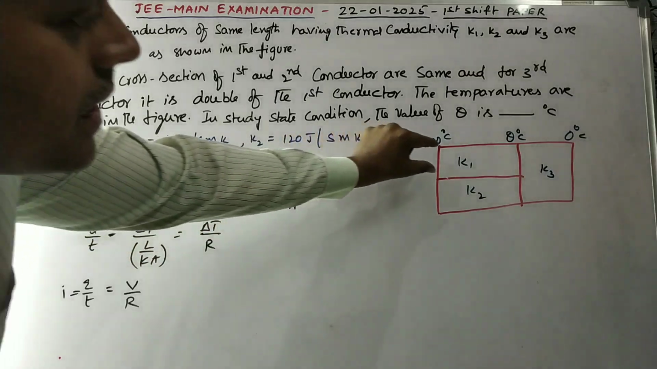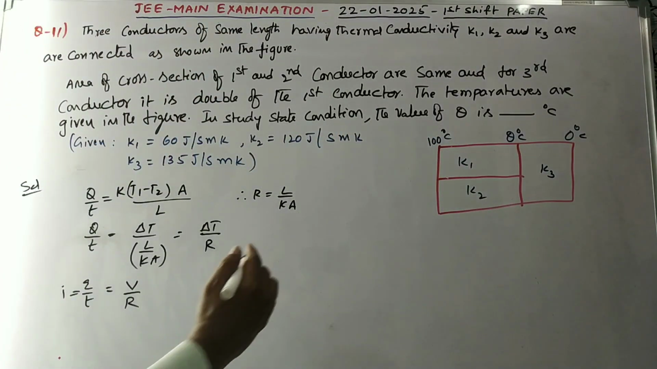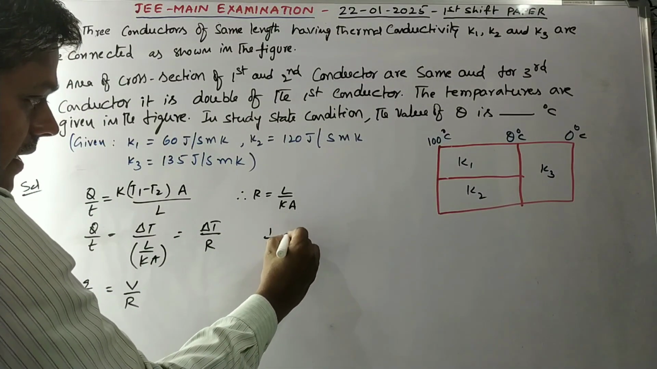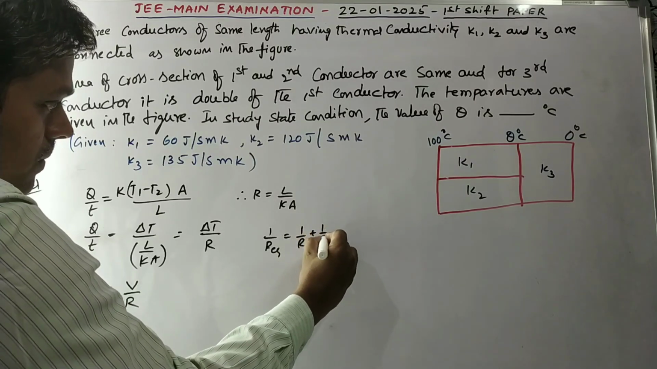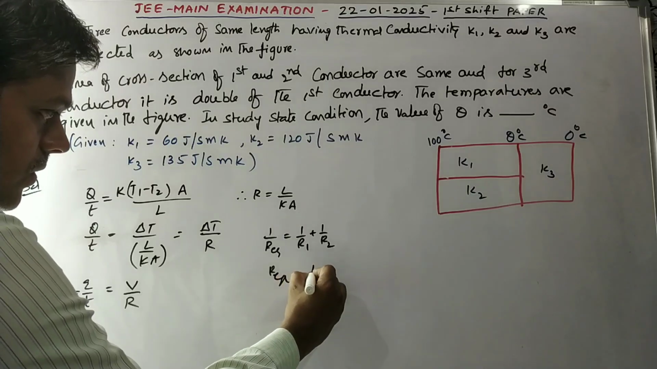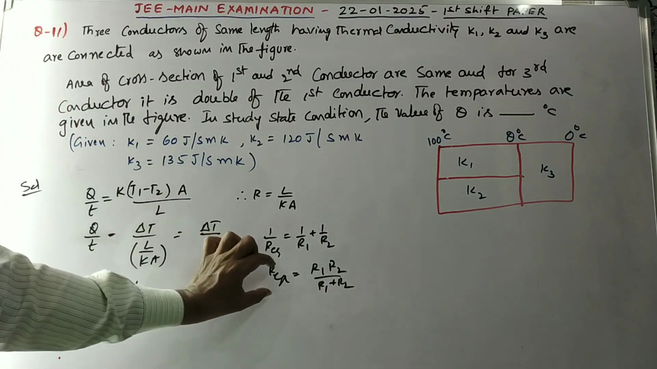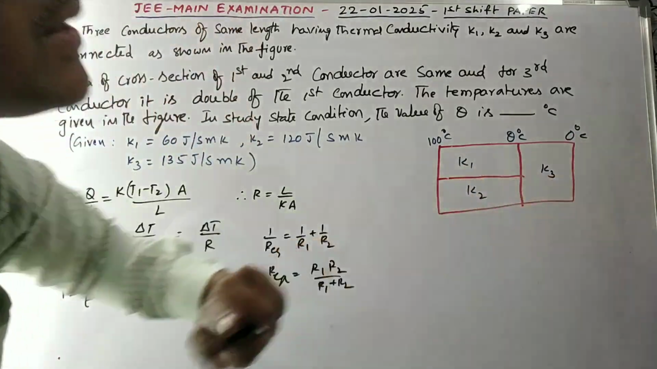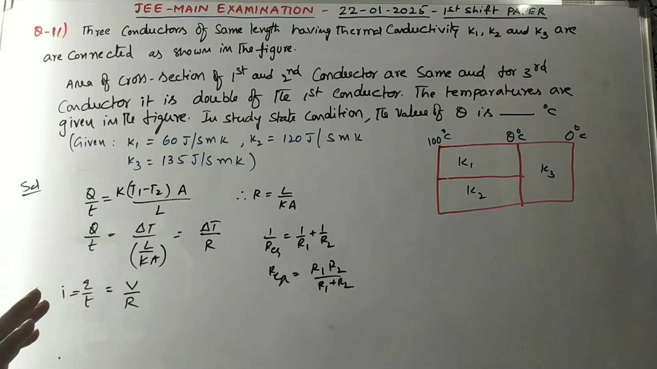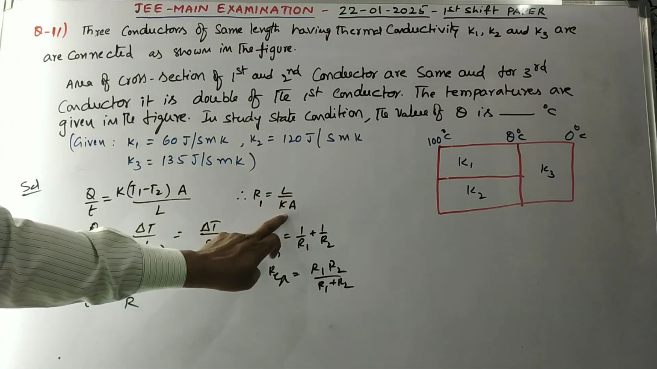The first conductor and the second conductor are both in parallel. So the resultant resistance of these two is given by 1 by R equivalent equals 1 by R1 plus 1 by R2, so R equivalent is equal to R1 R2 by R1 plus R2. Now this is in series with the third one, of thermal conductivity K3. So here we can write R1 is equal to L by K into A.